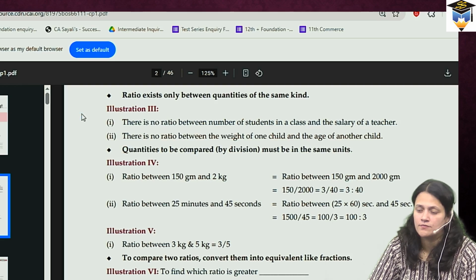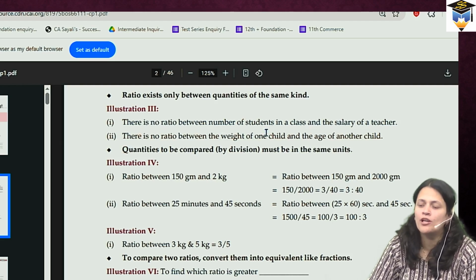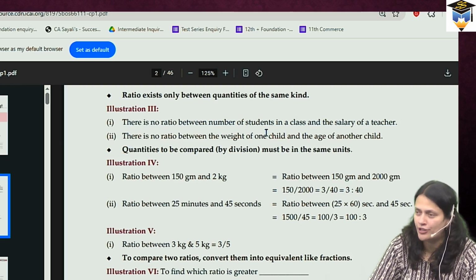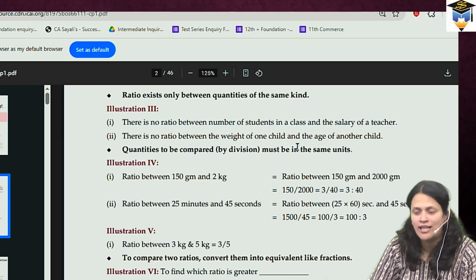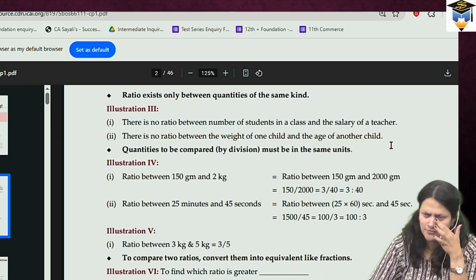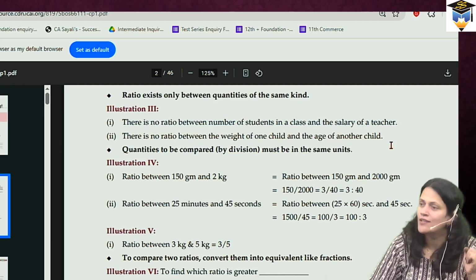See, now here they have given you two things which you have to remember. There is no ratio between the number of students in the class and the salary of a teacher. Correct? And there is no ratio between the weight of one child and the age of another child. Correct? Because the quantities whose ratio is asked, those have to be of the same kind. Then only you can get a ratio.